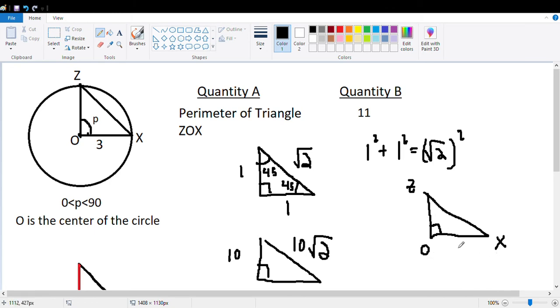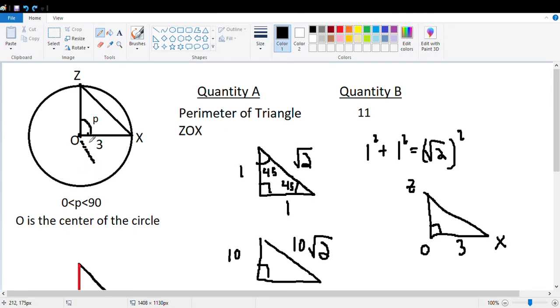This side is 3. Now notice that this triangle is inside the circle, and these sides here correspond to radii of the circle. We know that the radius of a circle is the same no matter from where you take it. For example, this O to Z here is the same as this O to the X here. They have the same length. And if I draw another radius, for example, here, it also has a length of 3.